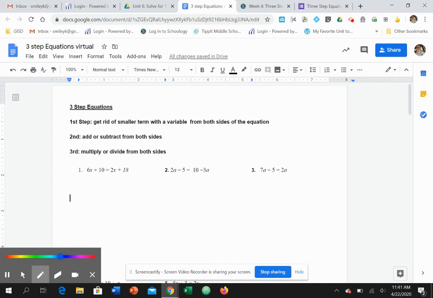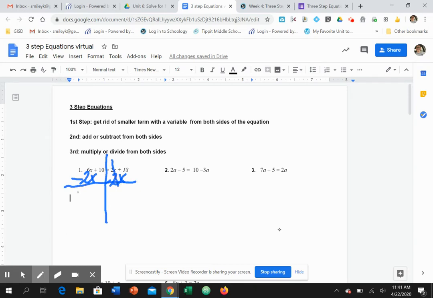So the first step is to get rid of your smaller term with the variable from both sides. On number 1, I'm going to get rid of this 2x first because 2x is smaller than 6x. You do the opposite, so I'm going to subtract 2x from the other side. Those will cancel. You get 4x plus 10 equals 18.